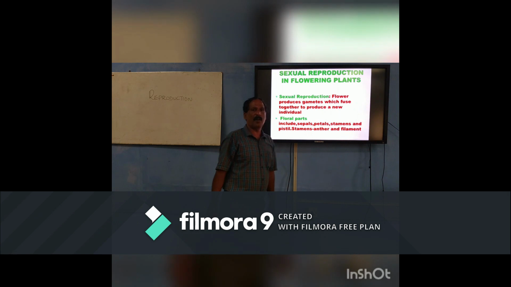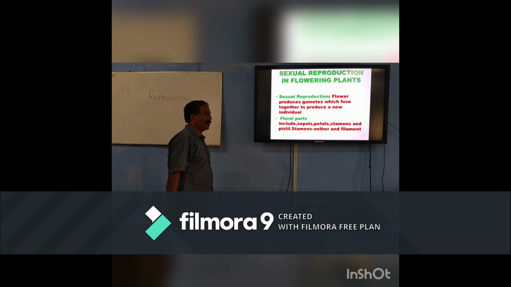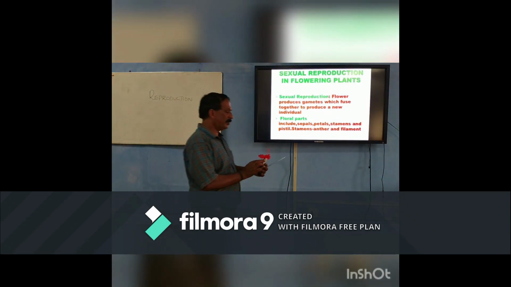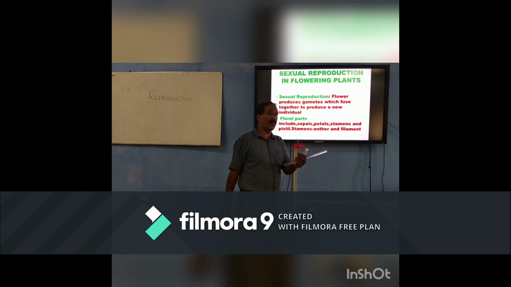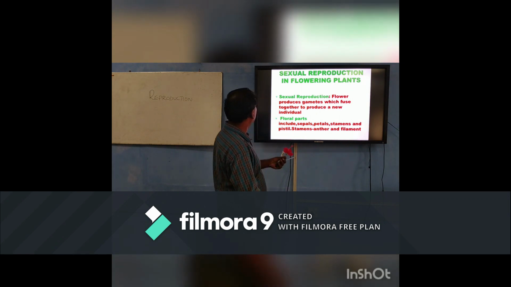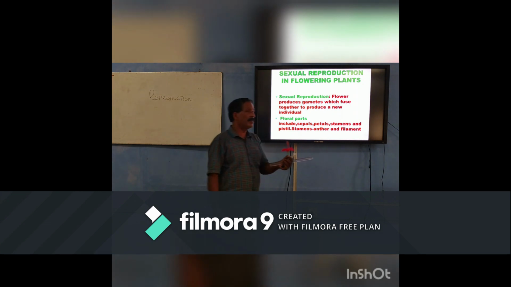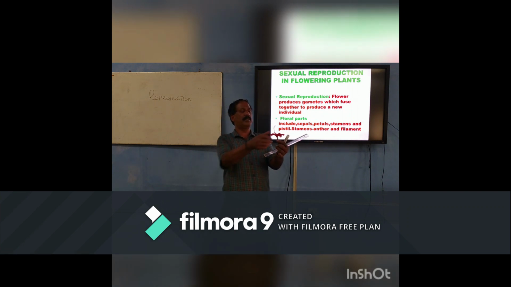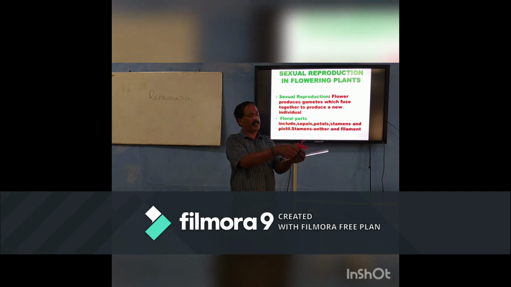Rhizomes. Then next is sexual reproduction in flowering plants. Sexual reproduction is performed by the flower. Before going into the reproduction, we must know the parts of the flower. I have taken a China rose flower. It has the first part.